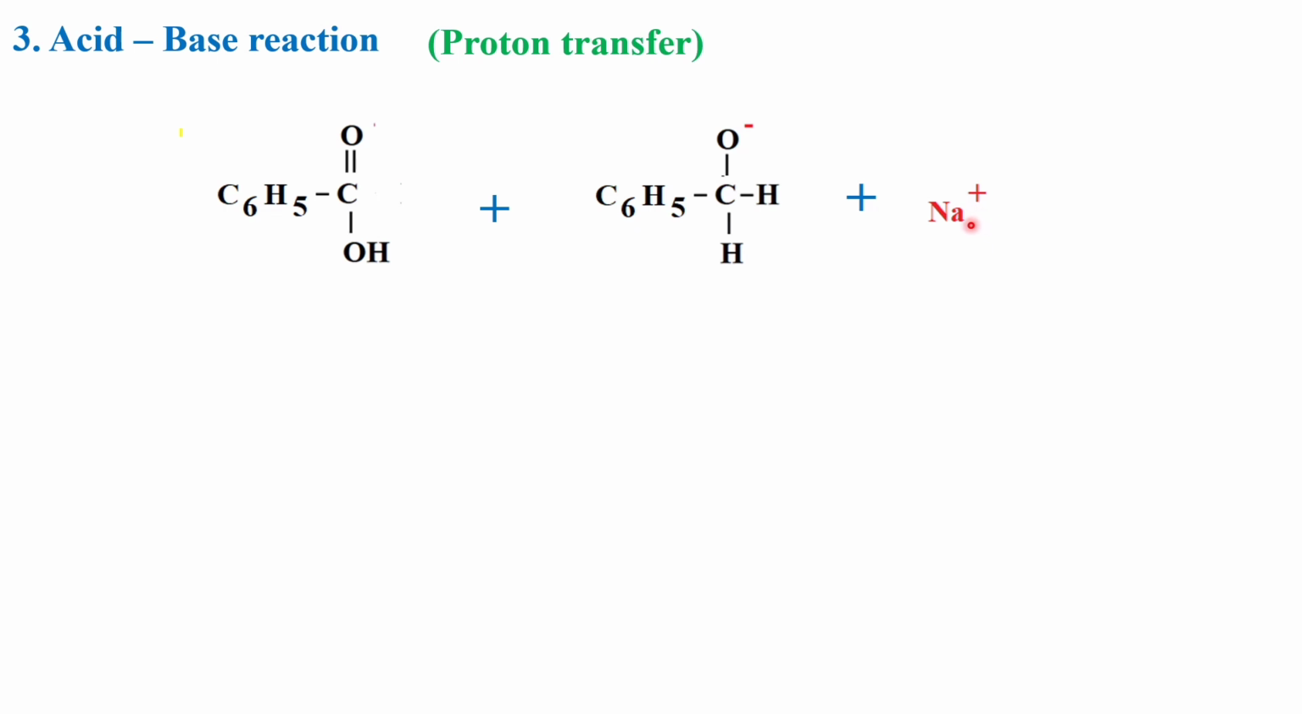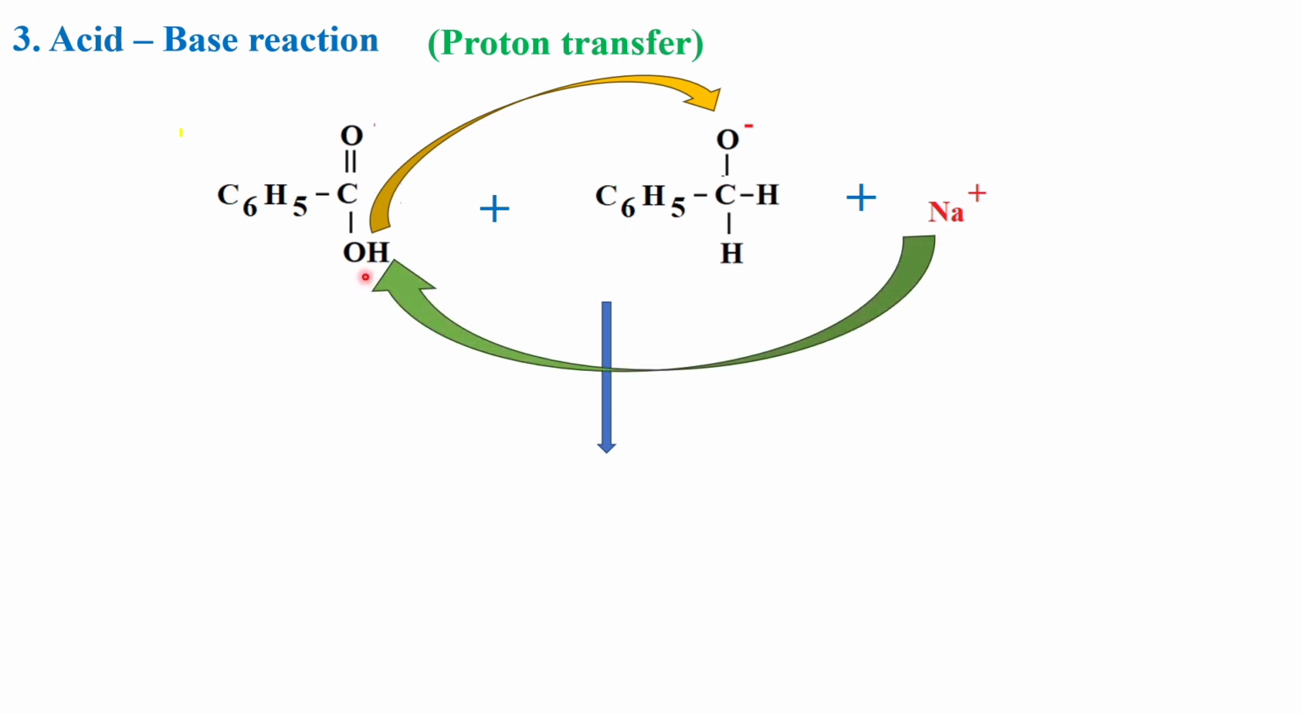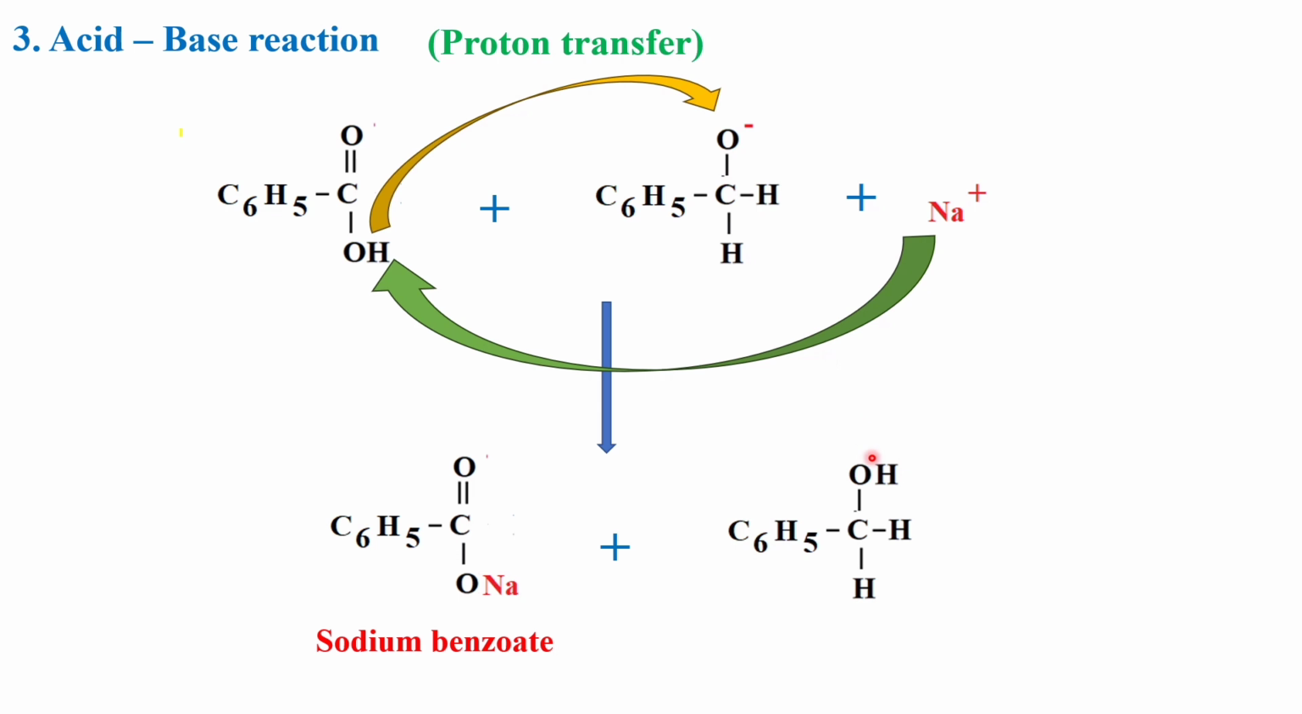By this addition, the hydrogen present here is going to add to this oxygen, and to satisfy the valency of that oxygen, the sodium present here is going to add to that. That's why we are getting two products. One is the sodium salt of benzoic acid, otherwise sodium benzoate. Another one is benzyl alcohol. So these are the two products you obtain in the first reaction.